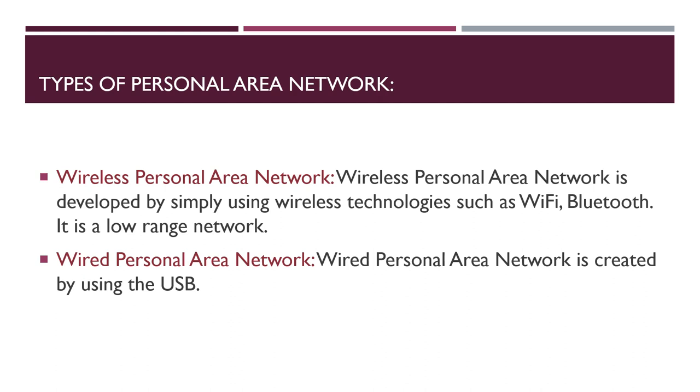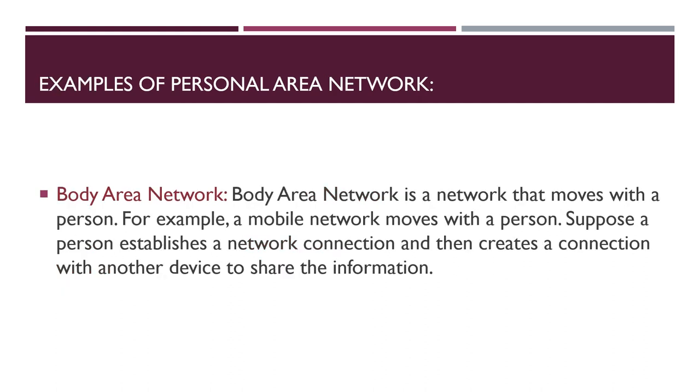Types of networks have many types. Majorly we are seeing personal area network, local area network, and metropolitan area network, and one more thing. For personal area network, we have it separately. We are seeing two kinds, wireless personal area and wired personal. For wireless, it is Bluetooth and Wi-Fi. For wired, that is USB cable, just sharing the data. And examples of personal area.